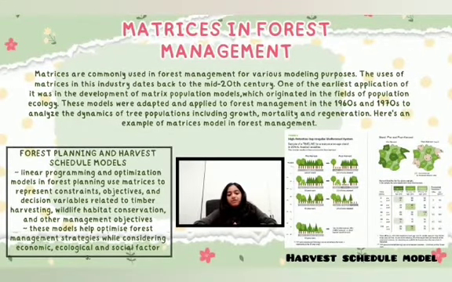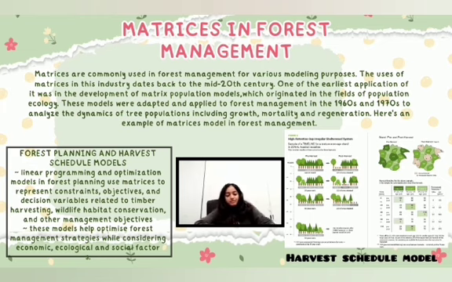The first example of the usage of matrices in real life is in forest management. Matrices are commonly used in forest management for various modeling purposes. The use of matrices in this industry dates back to the mid-20th century. One of the earliest applications was in the development of matrix population models, which originated in the field of population ecology. These models were adapted and applied to forest management in the 1960s and 1970s to analyze the dynamics of tree populations, including growth, mortality and regeneration.